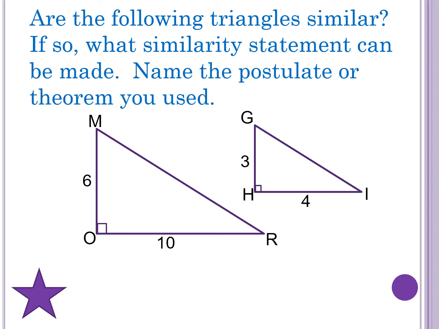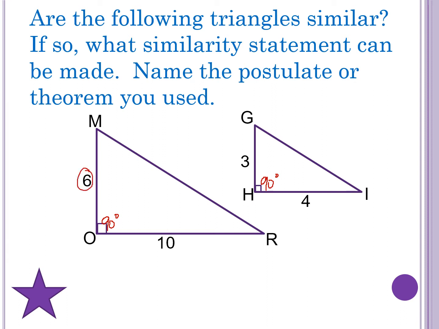Are the following triangles similar? If so, what similarity statement can be made? Name the postulate or theorem you used. So we have triangle MOR and triangle GHI. As you can see, they have one congruent angle, which is angle O and angle H. Both measure 90 degrees. This time, let us check if the corresponding sides are proportional, or if the ratio of the corresponding sides are equal.